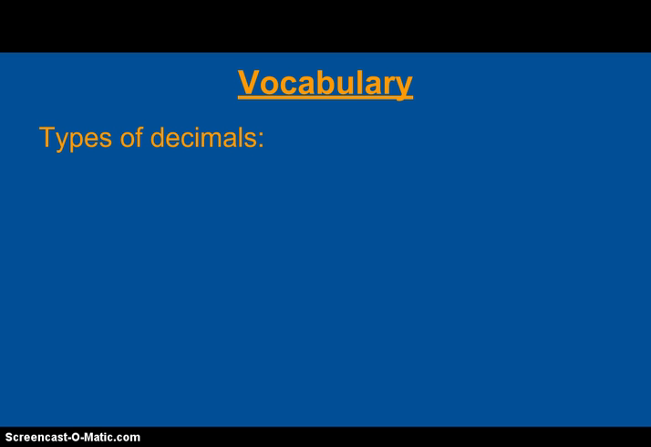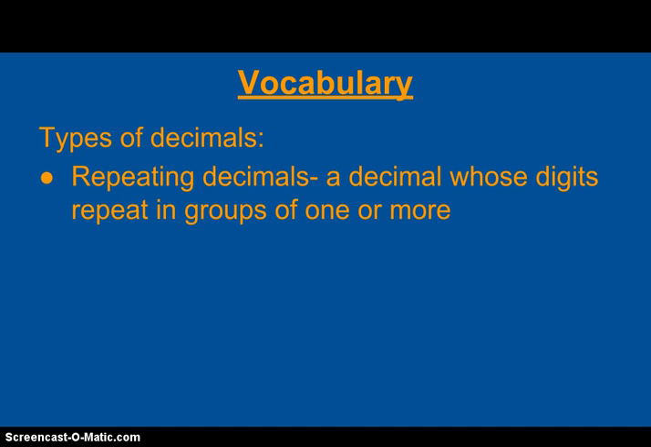Now this is not something that you have room for in your table. I don't want you writing the definition of these decimals in your table. You can actually write that below the table on your paper there. So we have two types of decimals we're going to talk about. The first one is repeating decimals. Repeating decimals are a decimal whose digits repeat in groups of 1 or more.